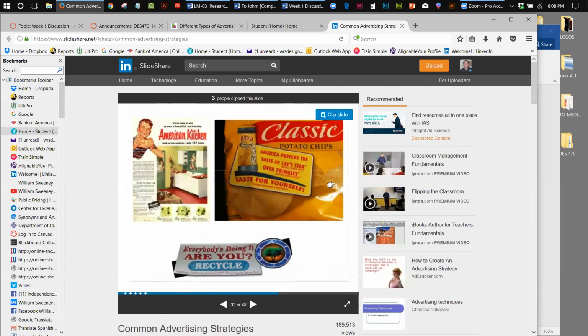Classic potato chips. Americans prefer the taste of Lay's. Well, I suppose I wouldn't think that's probably the best example of this. American Kitchen, you know, again, this is a very old ad. I don't know that that's the best example either. Everybody's doing it. Are you recycling? Yeah, I don't know. I'm not sure any of these are, in my opinion, great examples of Bandwagon.